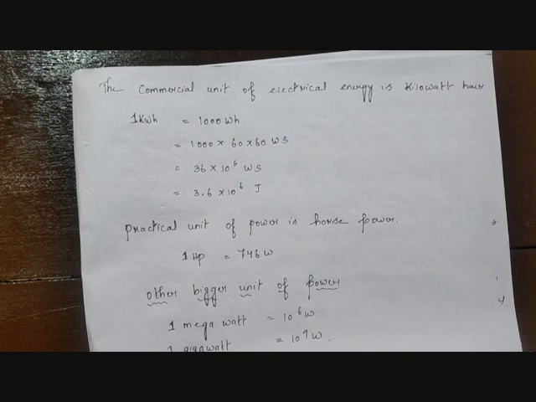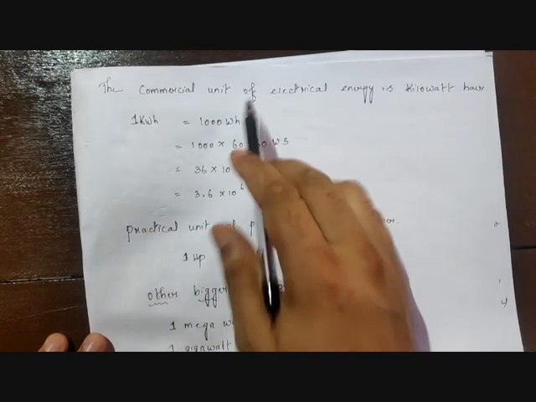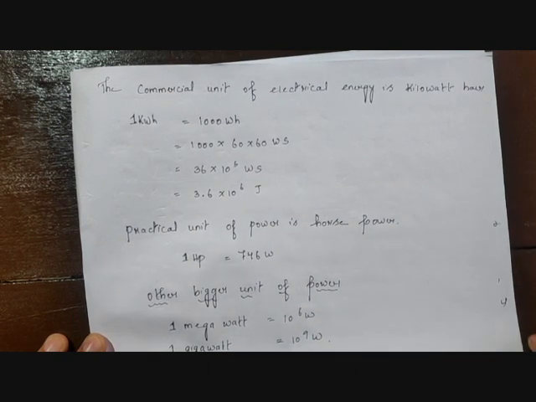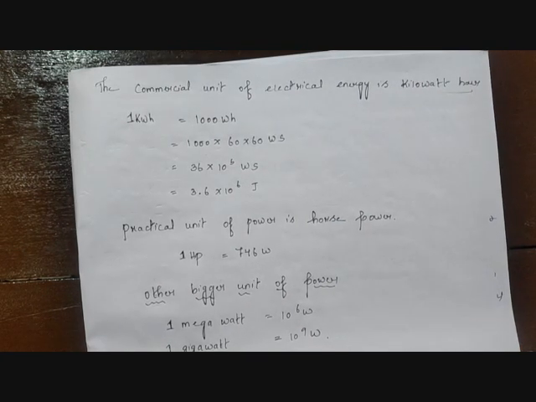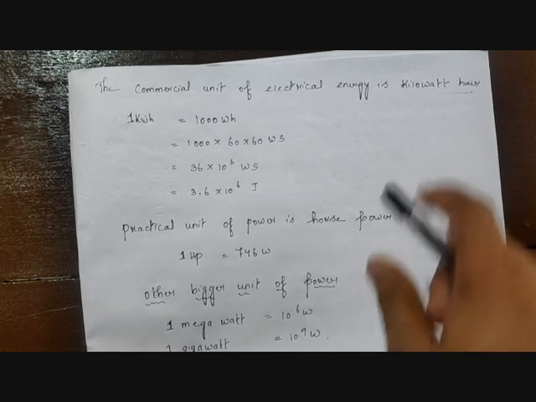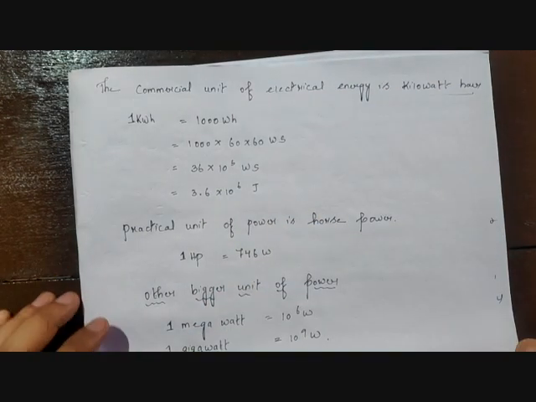Students, there are some other units of electrical power also. The commercial unit is what we normally use in our meter box. Like how we pay the bill in terms of kilowatt hour. In terms of what? You can check in the meter box. Okay, but don't touch. It's written that 1 kWh, kilowatt hour.